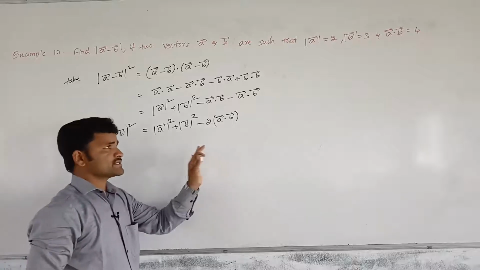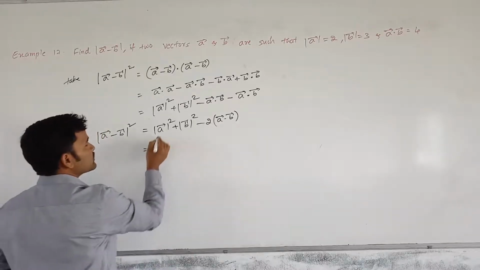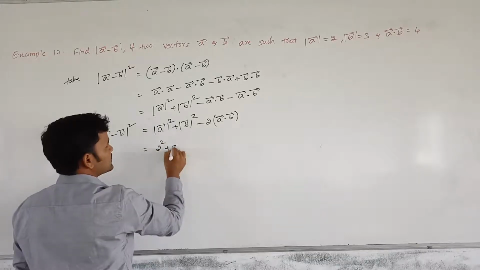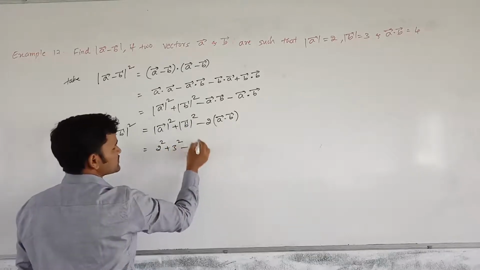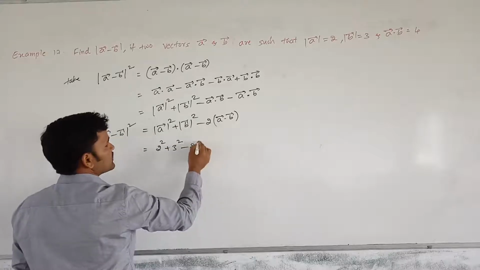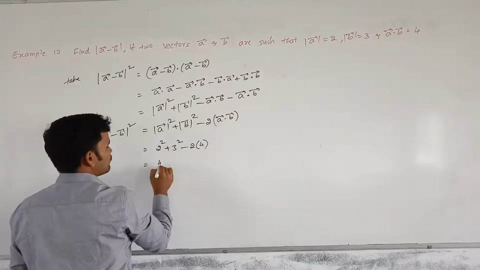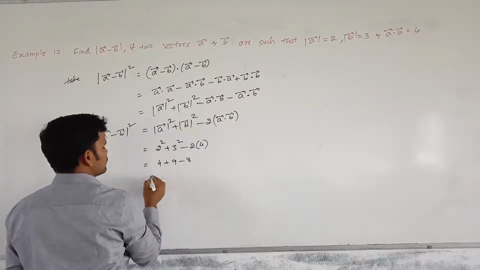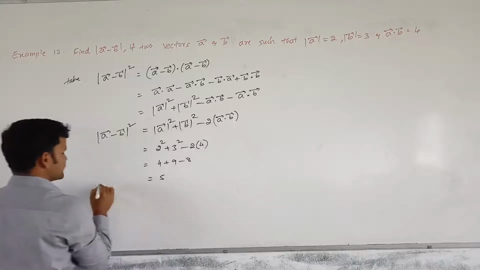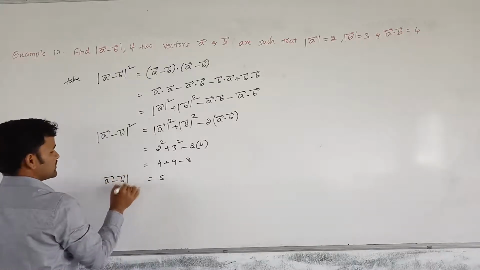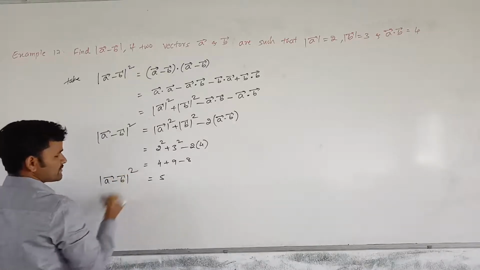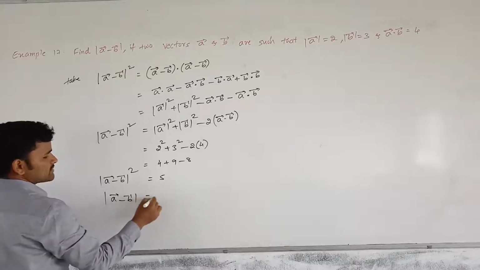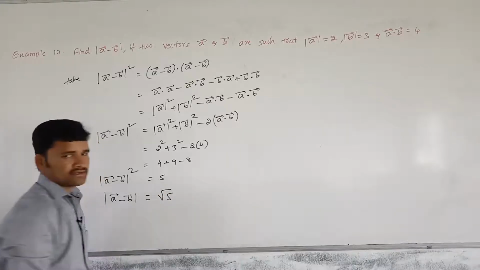We know all these values. Let us substitute. Magnitude of A is 2, this is 2 square. Magnitude of B is 3, 3 square, minus 2 into A dot B, which is 4. So 4 plus 9 minus 8: 9 minus 8 is 1, plus 4 is 5. Magnitude of vector A minus vector B square is equal to 5. Then magnitude of A minus B is equal to square root of 5.